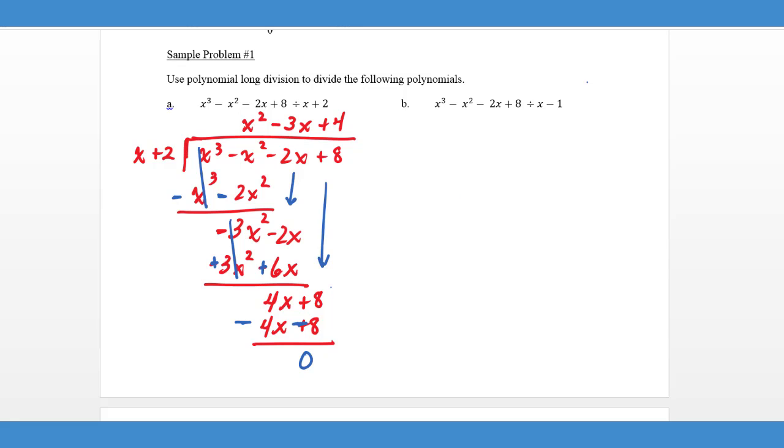So in this particular problem, the answer is going to be x squared minus 3x plus 4, and we have a remainder of 0.